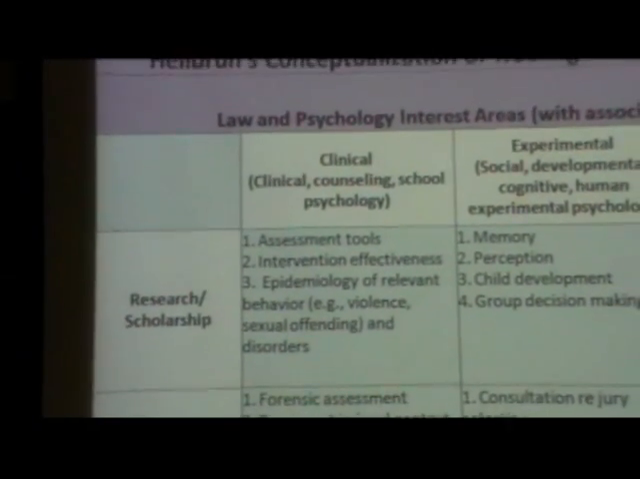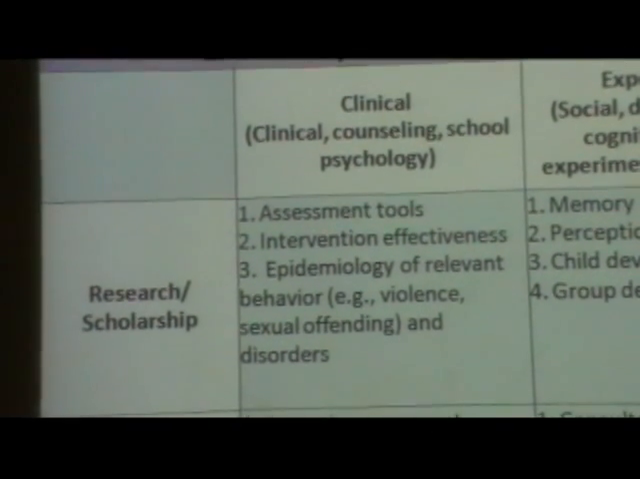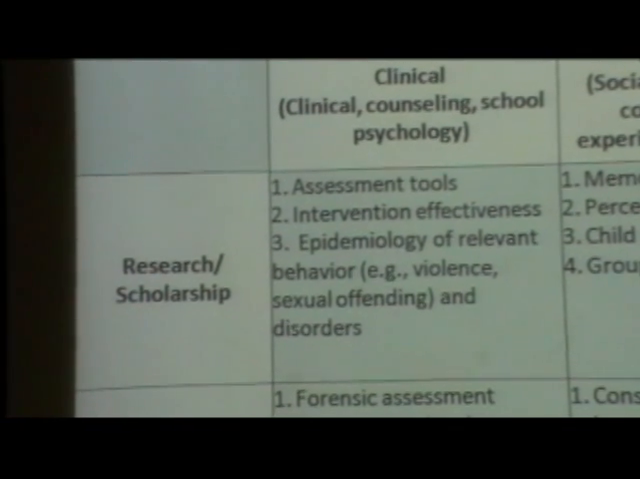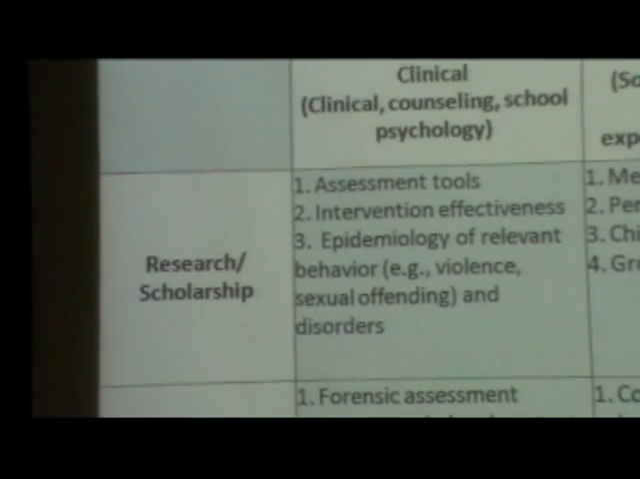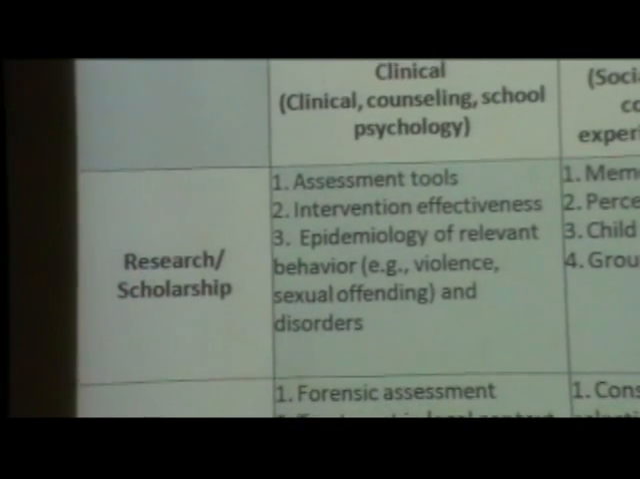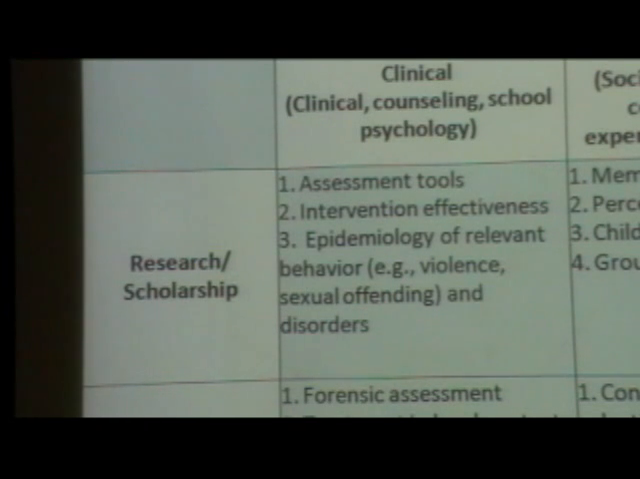Now if we look at research or scholarship in the clinical domain, what we have is developing assessment tools, looking at intervention effectiveness. Like for example, we might develop a treatment program for, I don't know, we could say a treatment program for sex offenders or something like that, and we could evaluate its effectiveness. We could look at epidemiology of different behaviors. So we could look at criminal behaviors and look at the incidence and prevalence, or we could look at how frequently people are the victims of specific crimes, stuff like that.